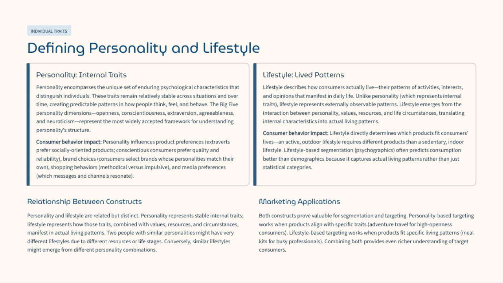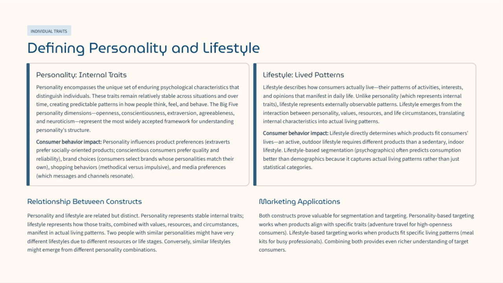It's observable in their routines and choices. Unlike personality, which is about internal traits, lifestyle is about externally visible patterns. It emerges from the interaction of personality, values, resources, and circumstances, translating internal characteristics into everyday behaviors. Personality also influences consumer behavior. For example, extroverts tend to prefer socially oriented products, while conscientious individuals might prioritize quality and reliability.